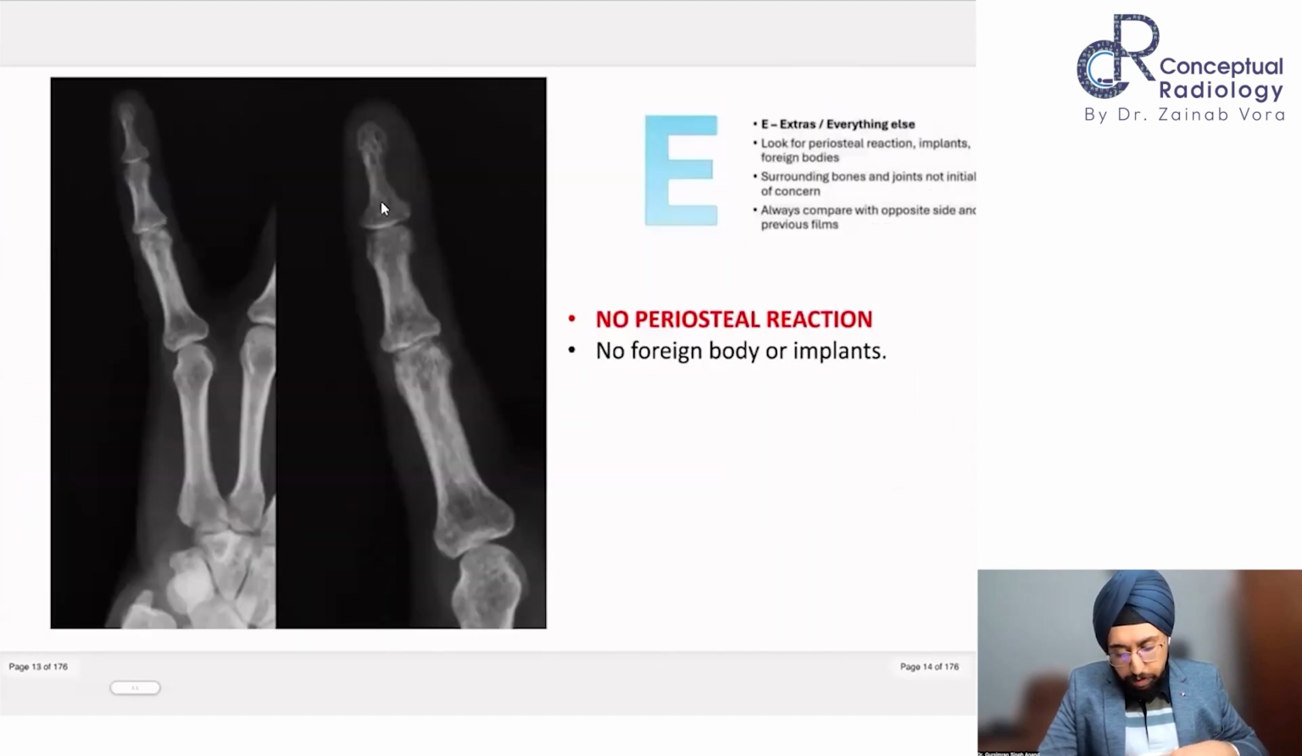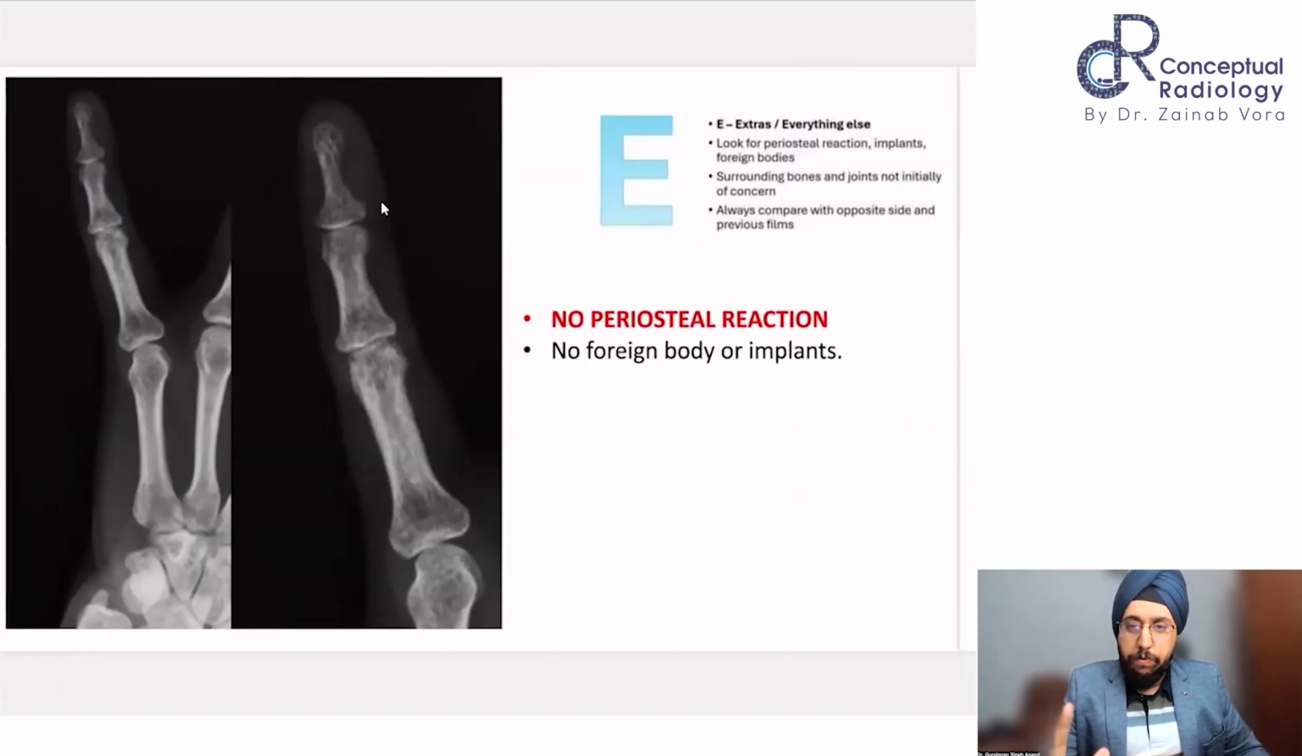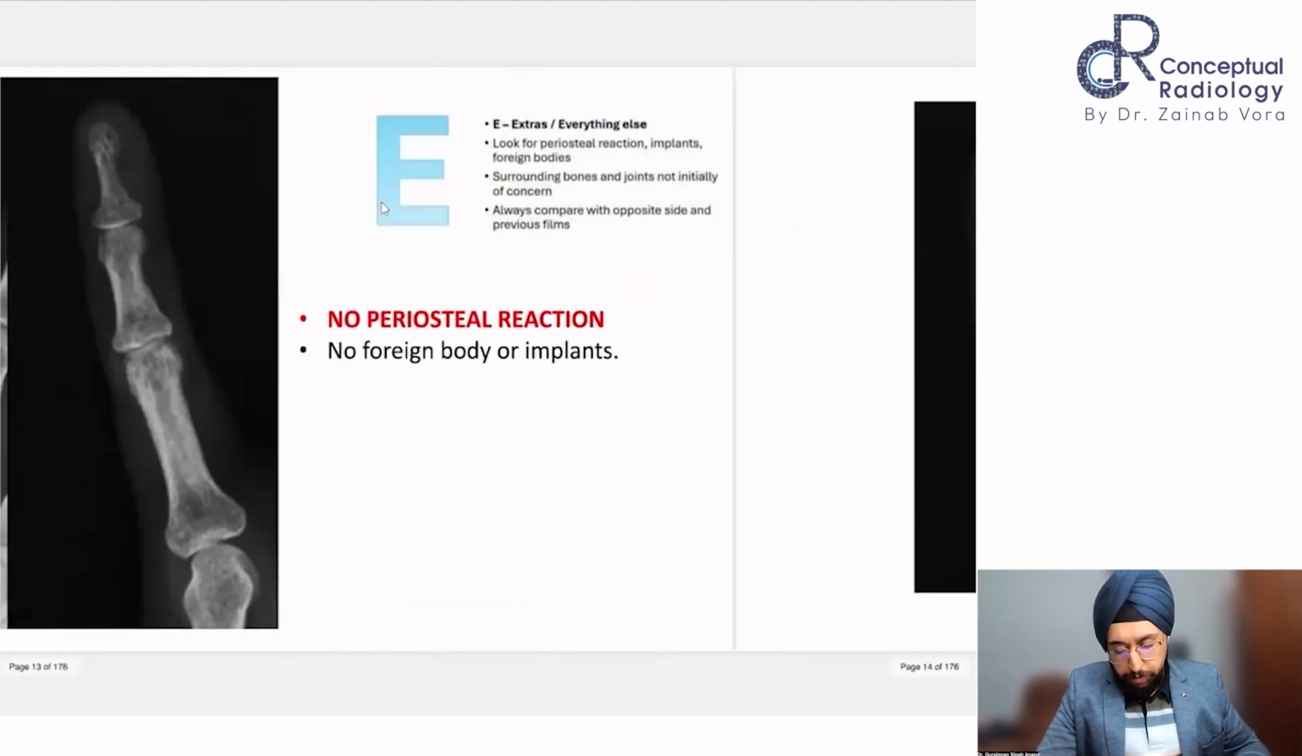Okay. No additional features are there that we can see in the soft tissue. And very importantly, in extras, you do not see any foreign body or implants, and you do not see any periosteal reaction. Okay.